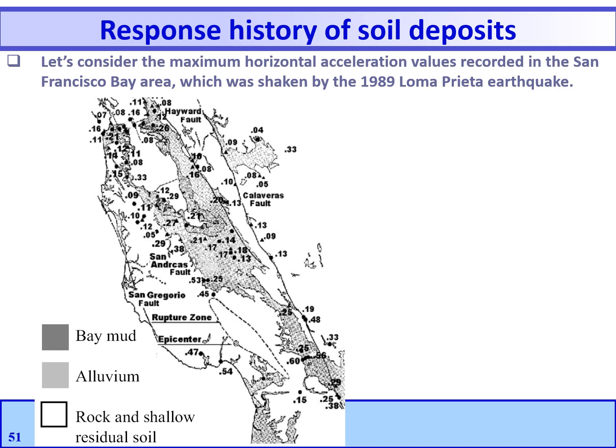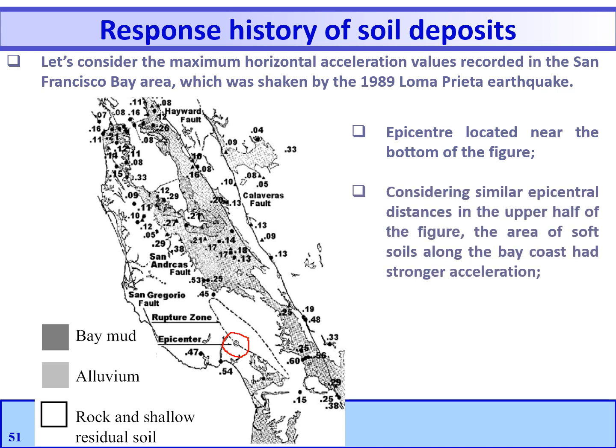Let's consider the maximum horizontal acceleration values recorded in the San Francisco Bay, which was shaken by the 1989 Loma Prieta earthquake. You can see here in this figure the peak values of accelerations recorded at many different locations during the Loma Prieta earthquake. You can see the epicenter located near the bottom of the figure. Observing the values given, we can see that the acceleration values are largest near the epicenter of the earthquake and tend to decrease with distance from the fault causing the earthquake.